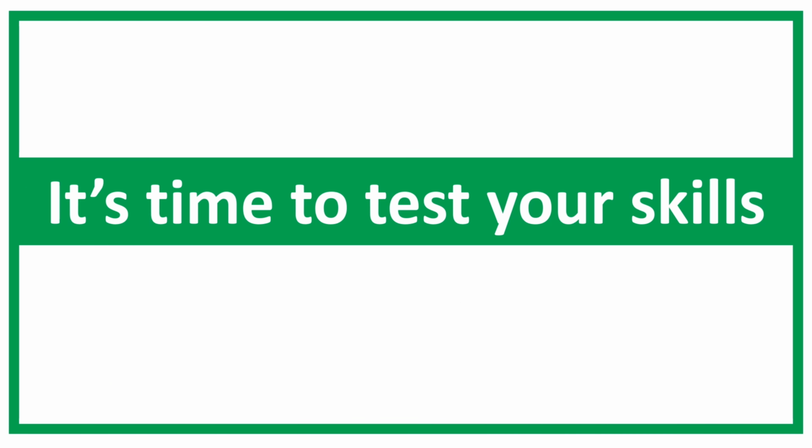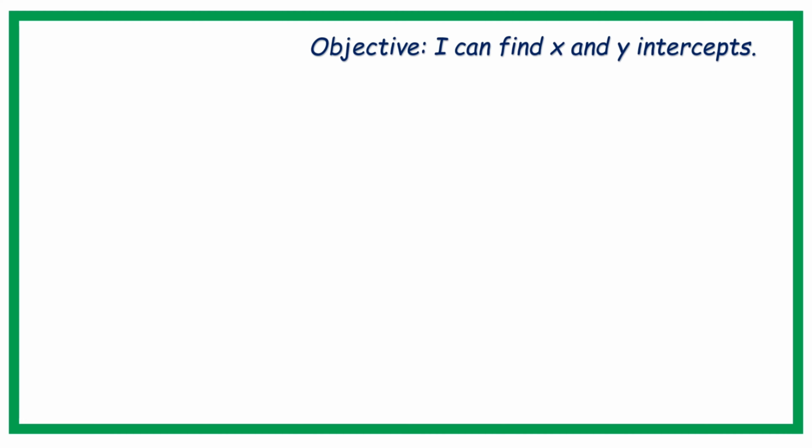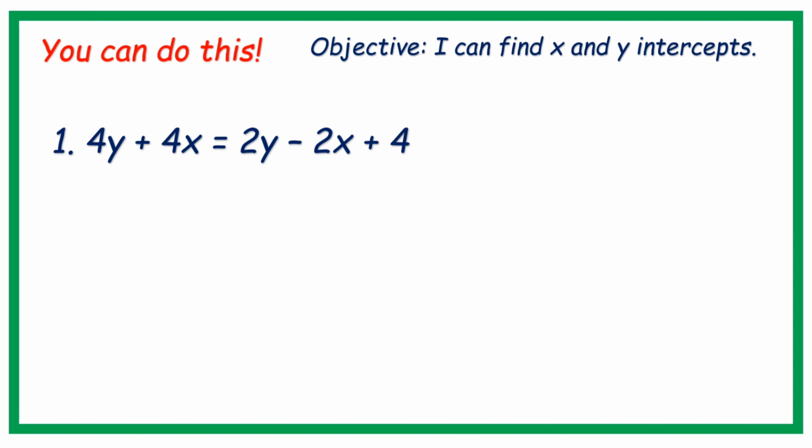Now, it's time to test your skills. Our objective, I can find x and y intercepts. You can do this. You can bring out a paper and a pencil. Okay, you may write the following. Don't answer it yet. Number 1.